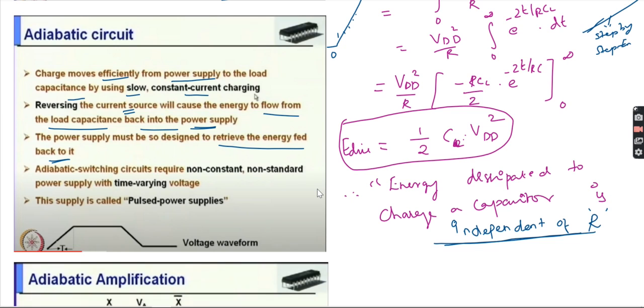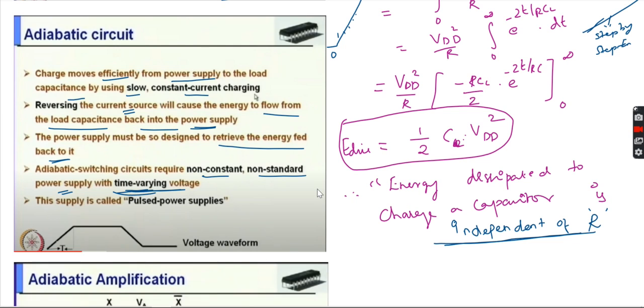Here, adiabatic switching circuits require a non-constant, non-standard power supply with time varying voltage, because previously the conventional CMOS circuits used a fixed power supply only. It is a constant, standard power supply. But an adiabatic switching circuit will require a power supply that is not constant and not standard, with time varying voltage.